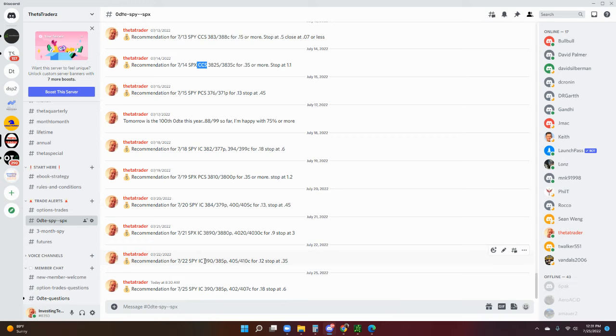These are the strike prices. So for this particular trade, you would sell the 390 put, buy the 385 put, also sell the 402 call, and buy the 407 call. This will be the premium you want to receive as a credit. So in this day, we received a credit of 0.18. That'll be an $18 credit.